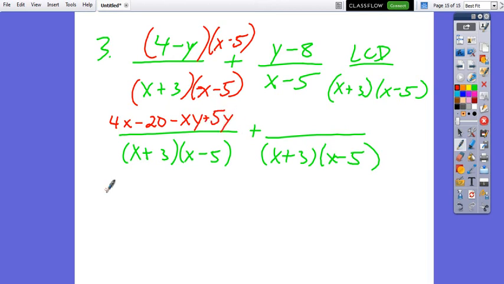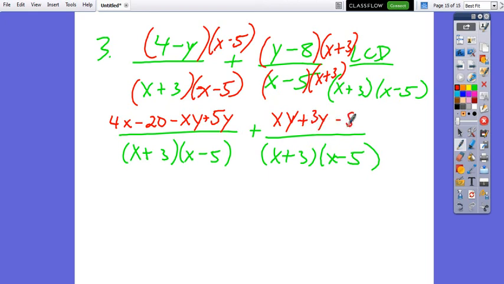Now we're going to do a similar thing in the second fraction. What are we going to multiply the second fraction by? x plus 3 top and bottom. Okay, now again, don't do anything to your denominator. Just FOIL your numerator. y times x is xy. y times 3 is 3y. Negative 8 times x is negative 8x. And negative 8 times 3 is negative 24.